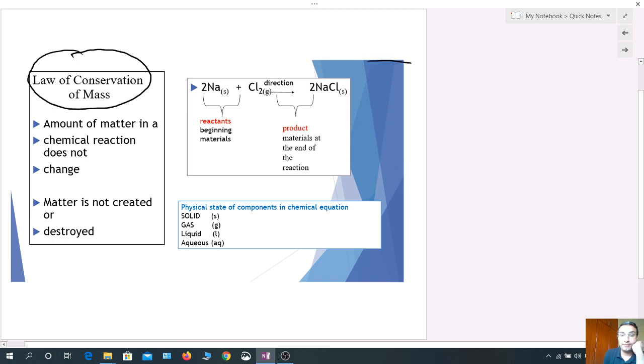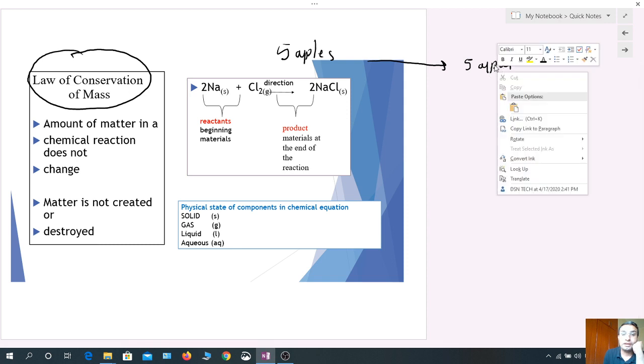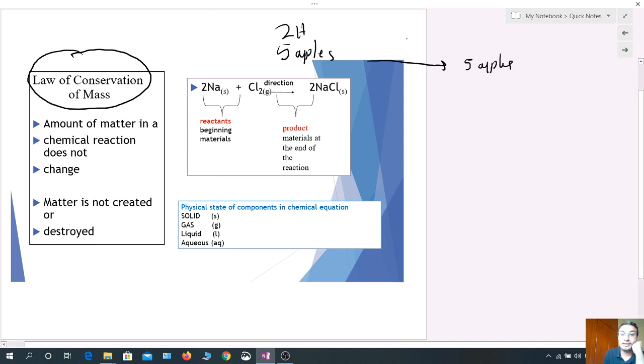I mean to say, in a chemical equation, if you have 5 apples, there must also be 5 apples. You cannot destroy them. If you have 2 hydrogen, there must be exactly 2 hydrogen. If you have 3 oxygen, there must also be 3 oxygen. You cannot destroy or create; you can only change it from one form to another.